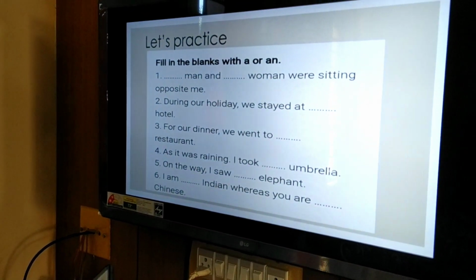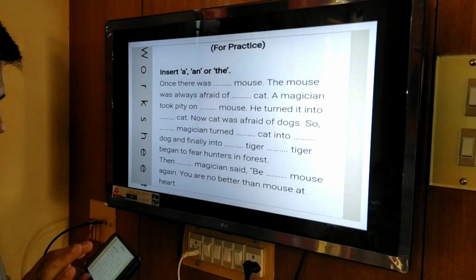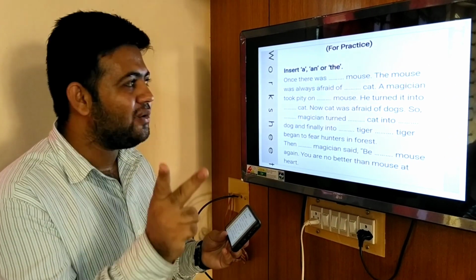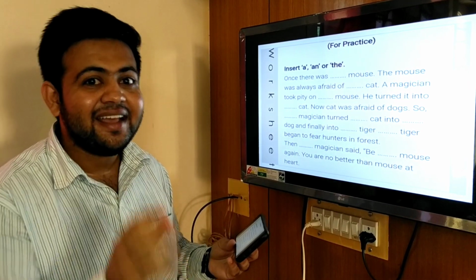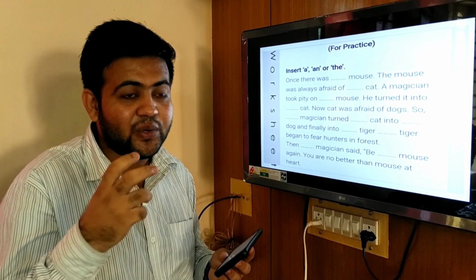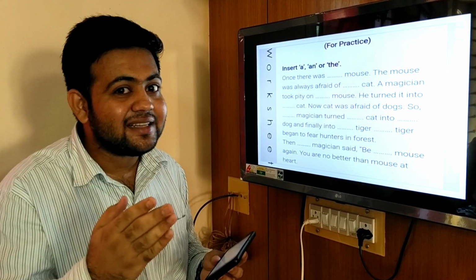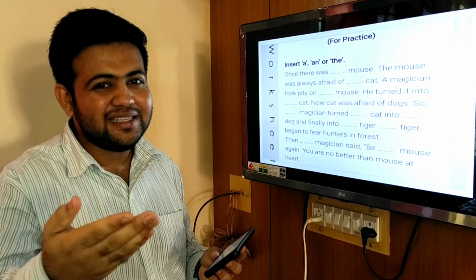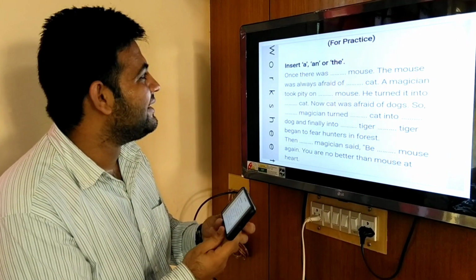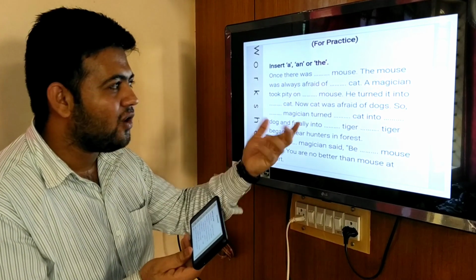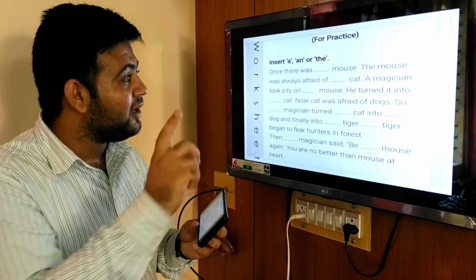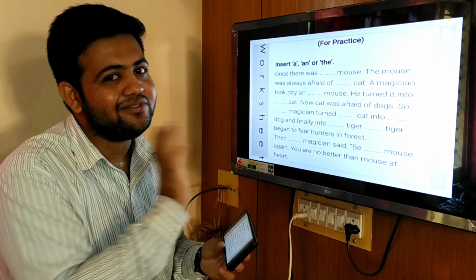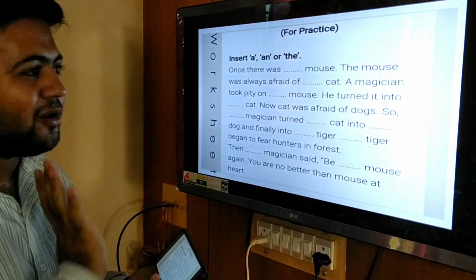Second, one more very beautiful worksheet for you students. That worksheet is very interesting. This worksheet is a story about a mouse, a cat and a magician. We know this very famous quotation in Hindi, right? कुत्ता बिल्ली से डरता है. Sorry, बिल्ली कुत्ते से डरती है. कुत्ता इंसान से डरता है. चूहा बिल्ली से डरता है. That frame we already know. Similarly, here this is a story about a mouse, a cat, a dog, a magician. You can read it at home and you should fill in a, an or the, whichever article we are going to use, in this worksheet. This is for your practice at home.